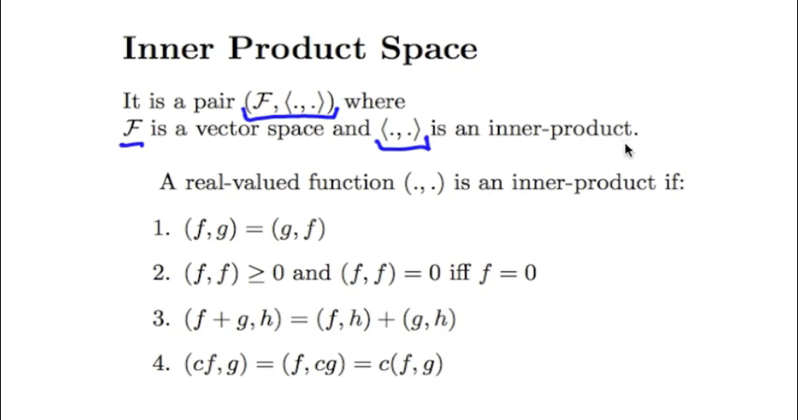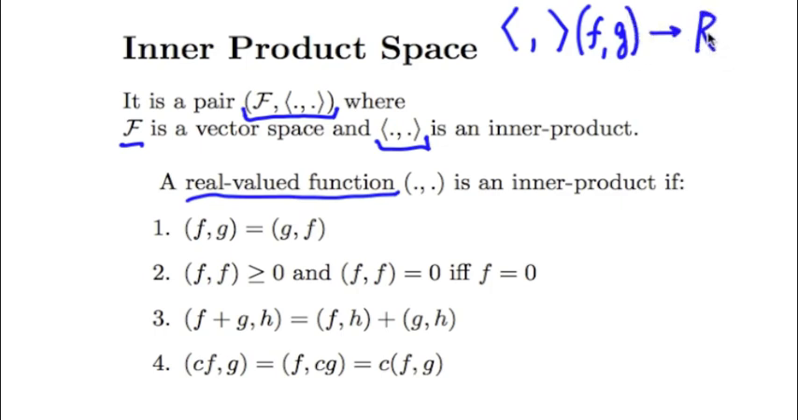Now, an inner product is just a real valued function, right? So what do I mean by that? I mean that actually we could write this as just a function that takes two arguments f and g and gives you a real value, right? But this notation is really tedious, so we just write f comma g to denote the inner product. Now, such a real valued function is an inner product only if it satisfies the following four properties.